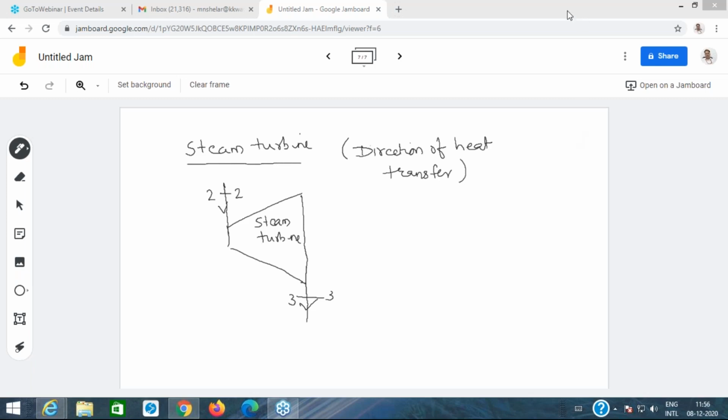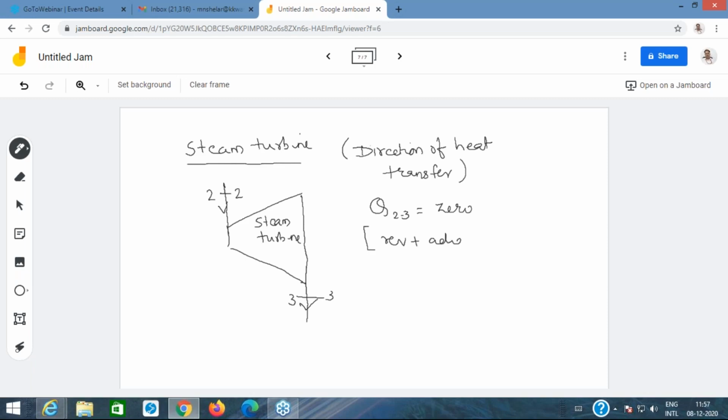Okay, this is a tricky question. See, the heat transfer is 0. And why is it 0? Because I have assumed that process, the ideal process, as reversible and adiabatic. That is isentropic. So the heat transfer is 0, right?